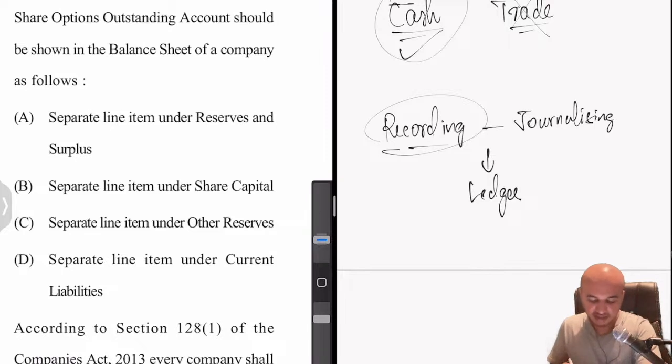Separate line item under share capital. So when this is the answer, these are the choices which we have, and the explanation is something else, none of the options are actually correct. You can at best say it could be a separate line item under reserves and surplus. It is not actually under reserves and surplus, which is also wrong. It should be between reserves and share capital. Separate line item under share capital.